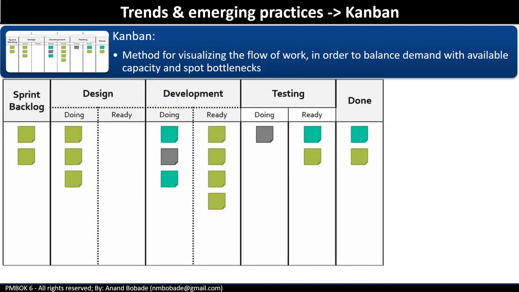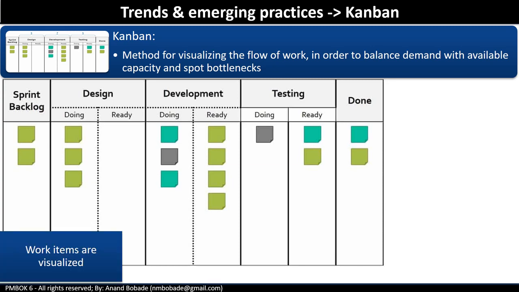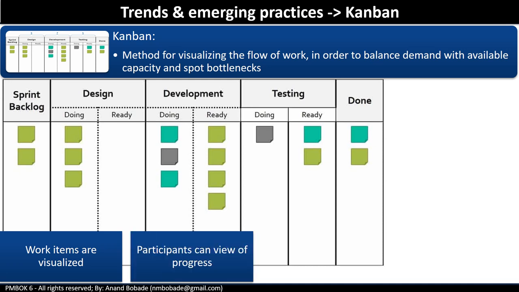What is Kanban? Kanban is a method for visualizing the flow of work in order to balance demand with available capacity. It also helps you to spot bottlenecks. You can see Kanban board on the slide. What do you see on the board? Work items are visualized on the board. It also shows the processes, in this case design, development and testing. Participants can view progress with respect to process or work completed on the Kanban board.